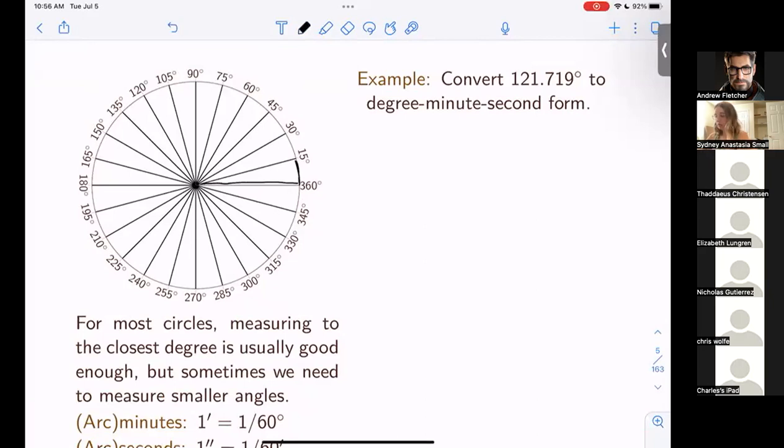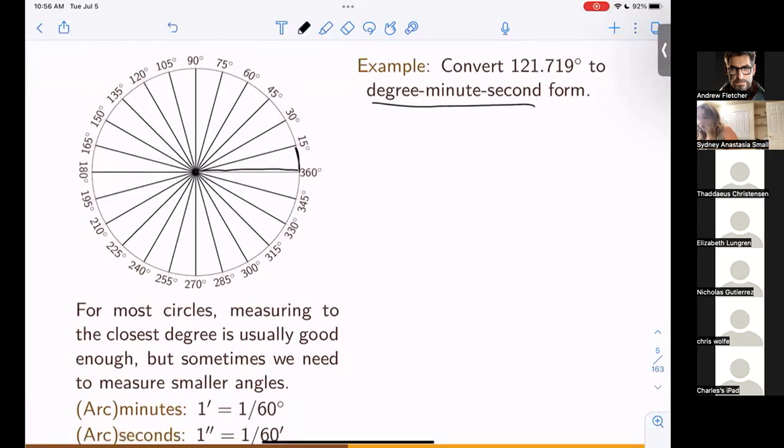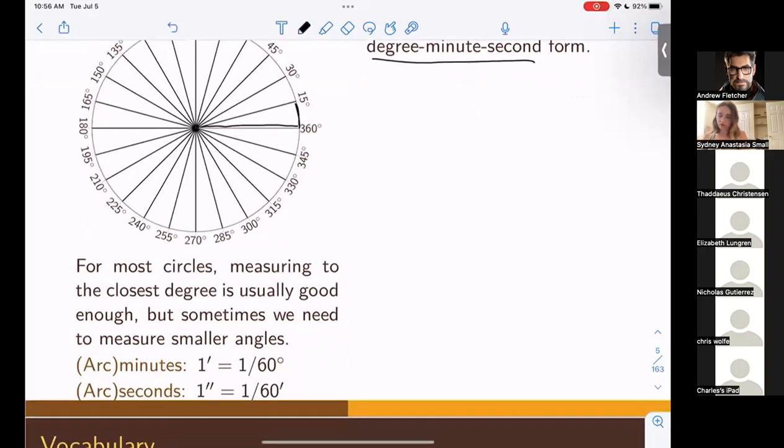So we use something called degree minute second form. And this is just a simple conversion. If you've ever taken chemistry, it is just like a chemistry unit conversion. So for example, right here, we have that 1 arc minute, which is the unit we denote by this, is equal to a 60th of a degree. In other words, there are 60 arc minutes in 1 degree.